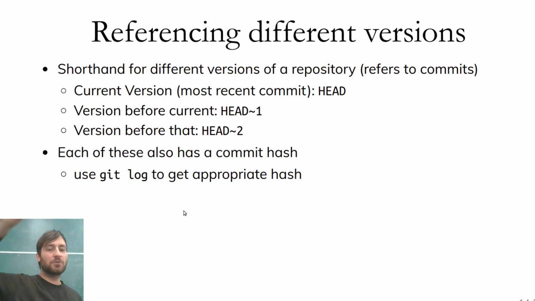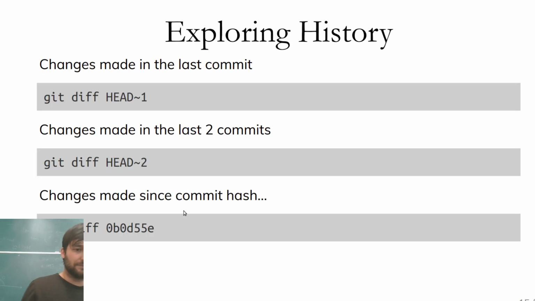So HEAD~1 is read as HEAD-1, and HEAD~2 goes back 1 commit or 2 commits. So you can compare what's happening in the directory now to what was there before. Or you can use git log, look up the hash, and then compare to the hash. So git diff HEAD~1 will be the last commit, git diff HEAD~2 will be the changes between what was there 2 commits before and now, so it's all the changes in between.